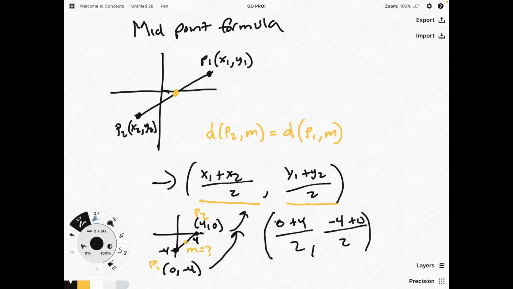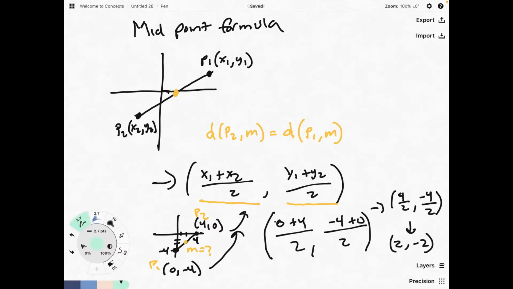After we simplify, we are left with 4 divided by 2 and negative 4 divided by 2. And this equals 2, negative 2. If we graph this, we'll go over 1, 2, and we will go down 1, 2, and that is our point right in the middle. Let's look at another example.